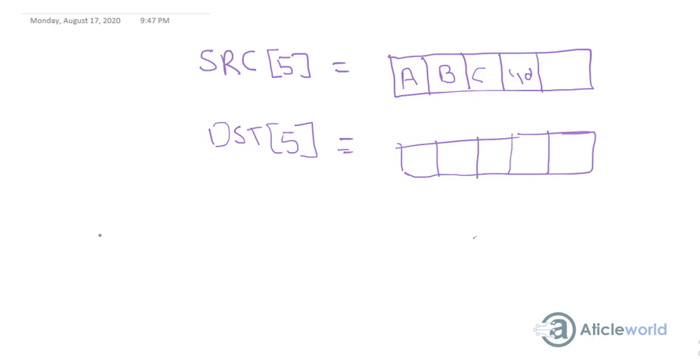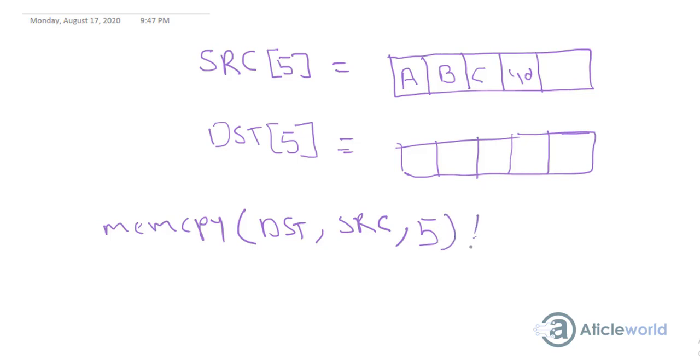So what will happen? Here is the memcpy, and here we are passing destination, source, and size of source buffer, because type is character. So if character size is 1 byte, here size is 5. What will happen? The memcpy function copies character by character.